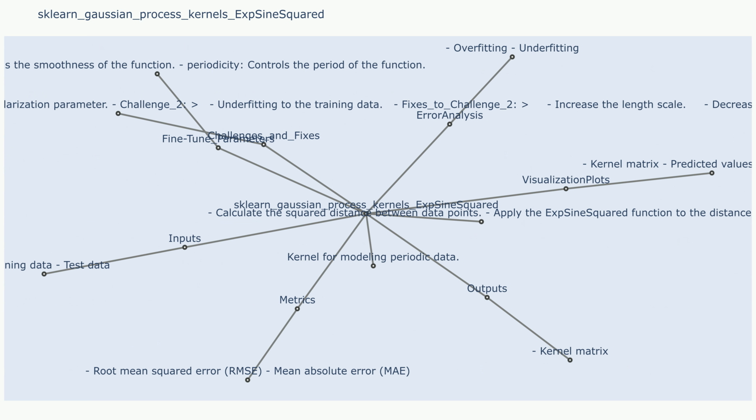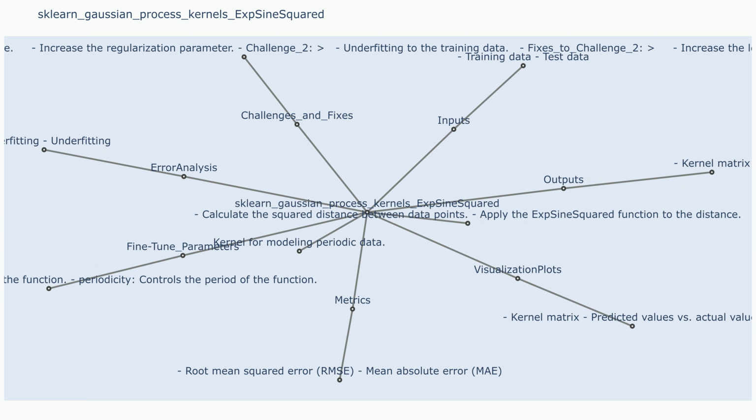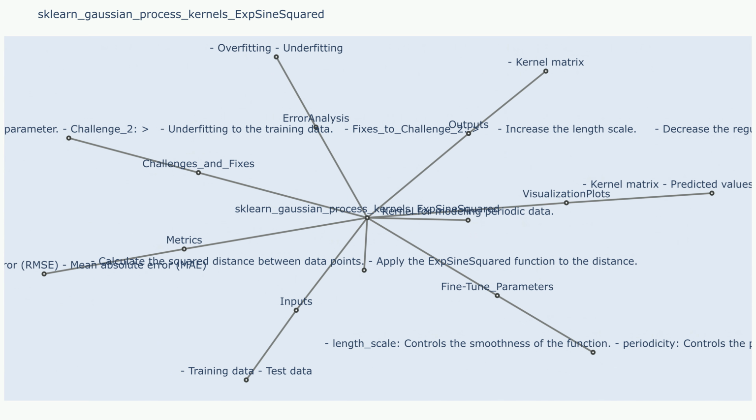Metrics: the ExpSineSquared kernel does not directly provide metrics, but it can be used in conjunction with a Gaussian process to estimate the underlying function and its uncertainty. Metrics such as mean squared error (MSE) or root mean squared error (RMSE) can be used to evaluate the model's performance on a test set.